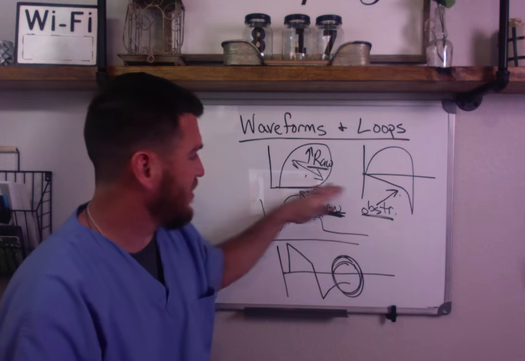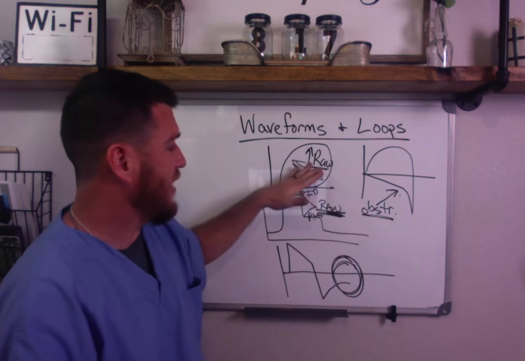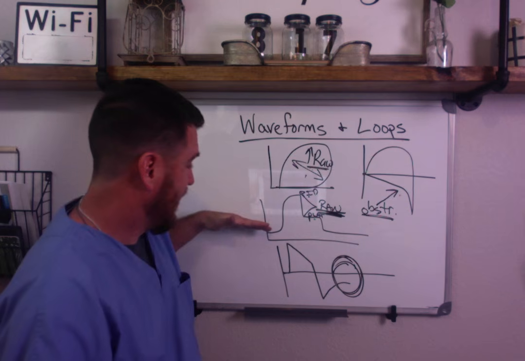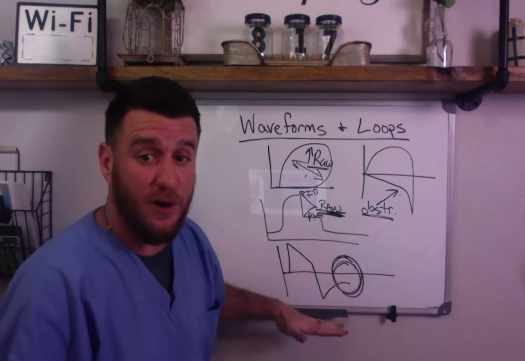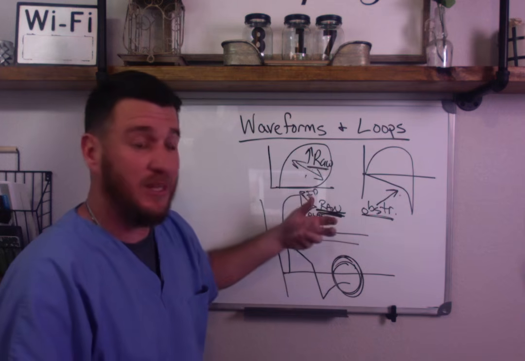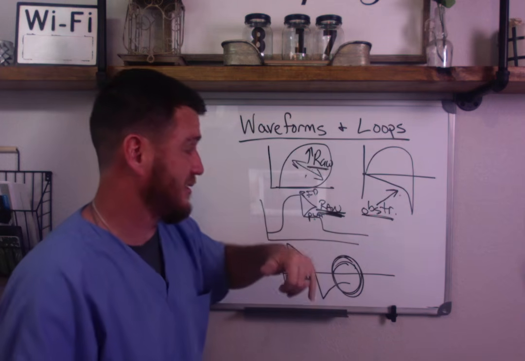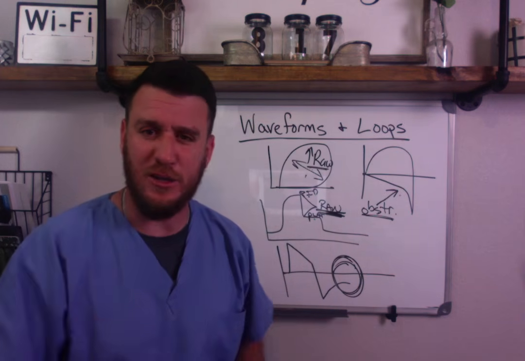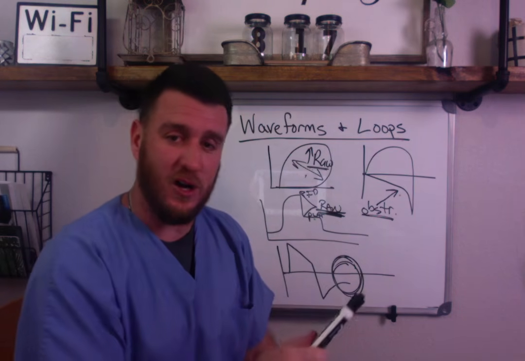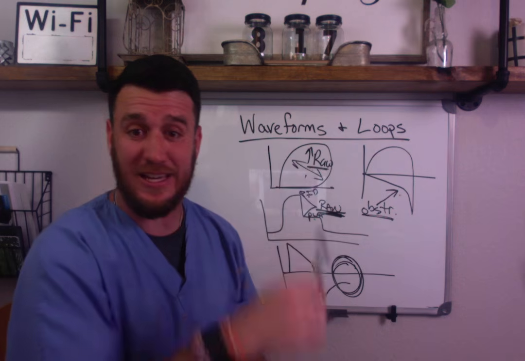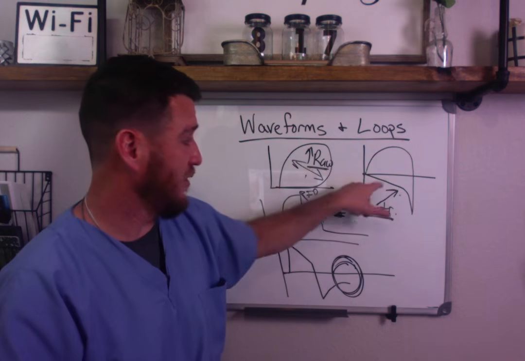The pressure volume and the flow volume loops are nothing more than the pressure waveform, the flow waveform, and the volume waveform being put together on an XY axis. That's all they are. So anything you see on your pressure, flow, and volume waveforms, you're going to see on your pressure volume loop and your flow volume loop.